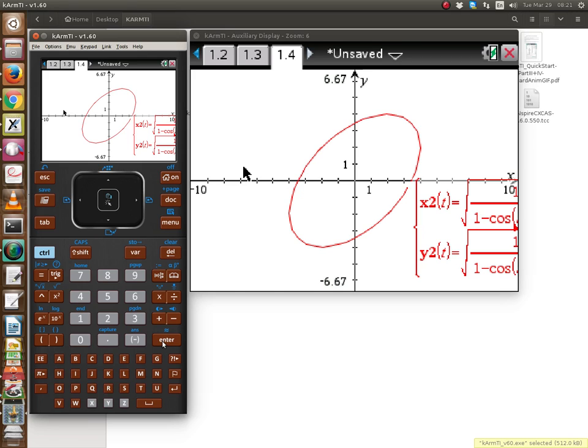It's a rotated ellipse. The thing is this: if the r's are the same, don't do this. That's silly. But if the r's are different, then you've got to do it.